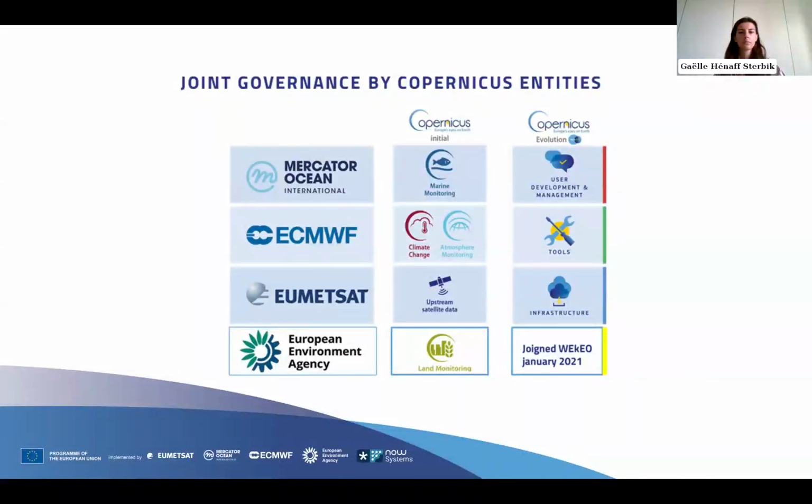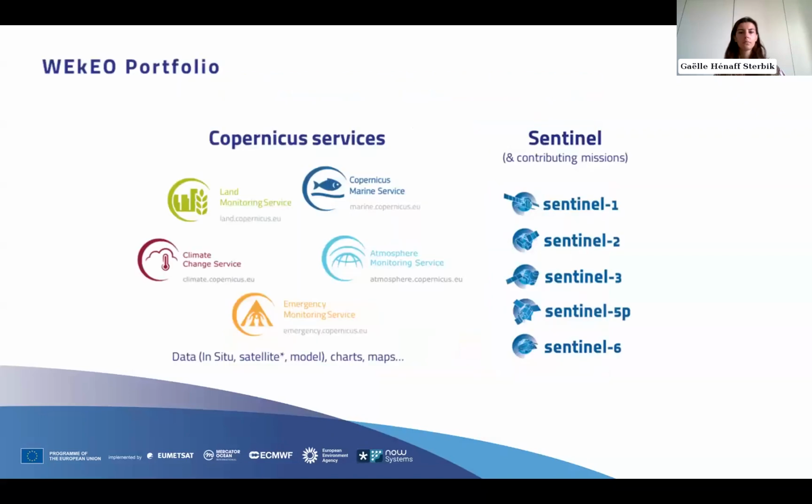So the services are the following. You have the land monitoring services, the climate change monitoring services, the emergency monitoring and security services, the atmosphere monitoring, and the Copernicus Marine Service, finally. Besides that, we also have Sentinel missions, which are the satellites that provide the data that you can find in Copernicus, and they also have some missions, which data you can also find in WEkEO.